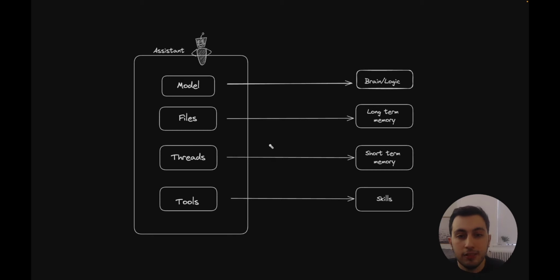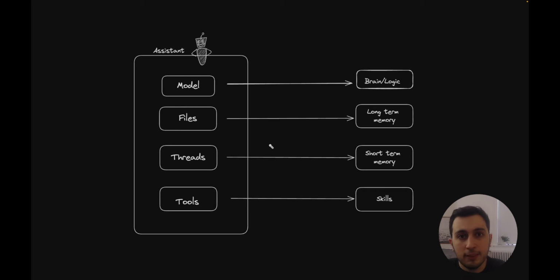Also, you have the files. The files are basically your long-term memory. It's the books you give your assistant, and then the assistant decides to open them to give you an answer. It looks through its memory and gives you the answer.